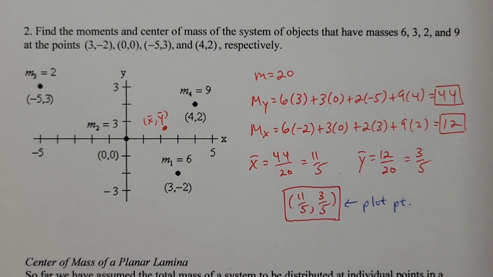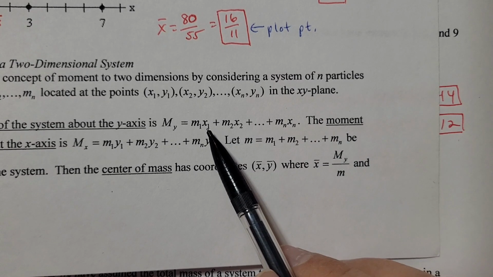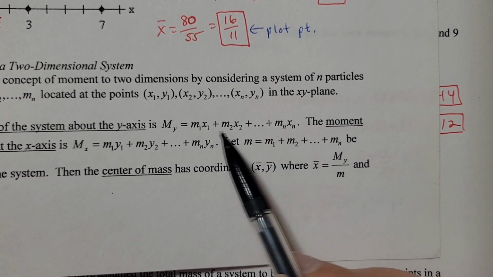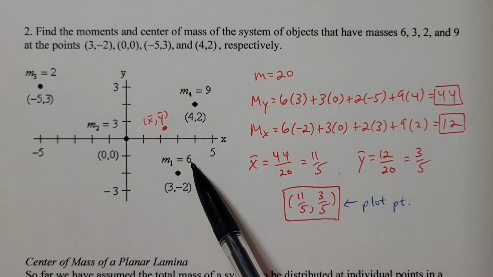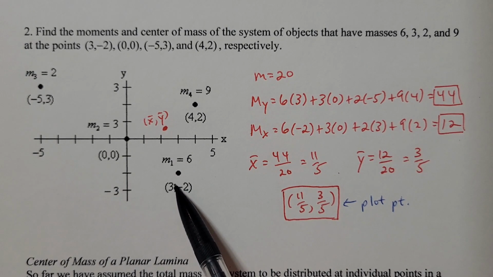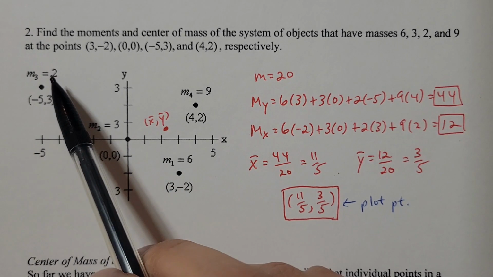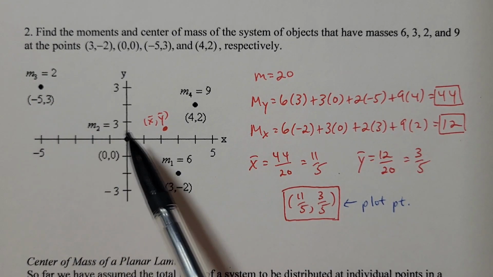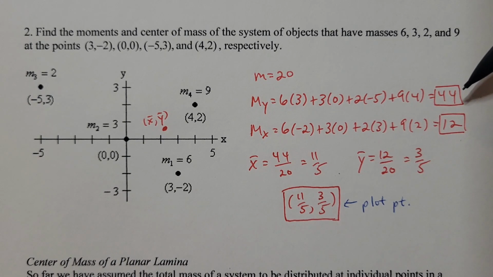The moment of the system about the y-axis is where I take each mass times the x values. So that's using this formula right here. Take the mass times each x value. So m sub y, I'm going to take 6, the first mass, times 3, plus 3 times 0, plus 2 times negative 5, plus 9 times 4. And when I add that up, I get 44 total.